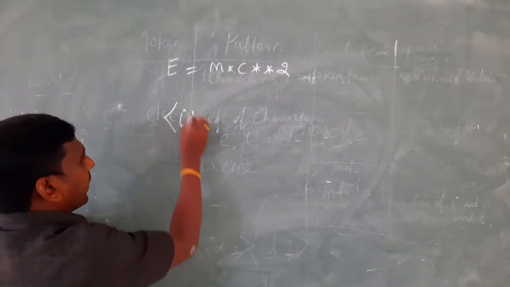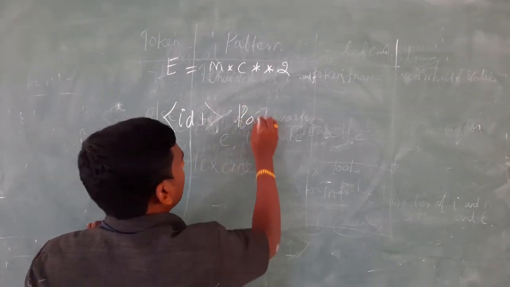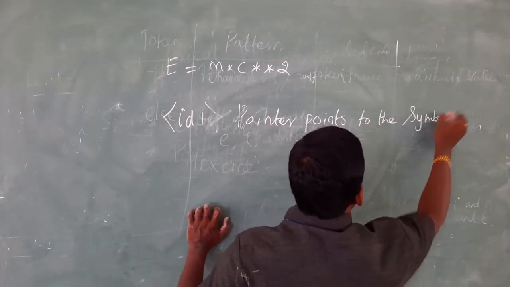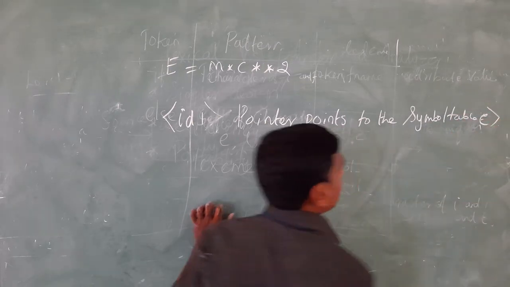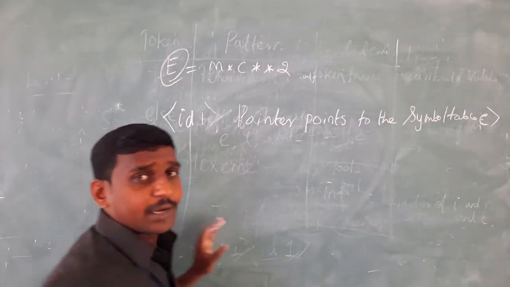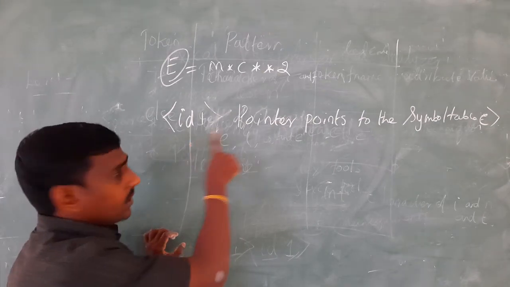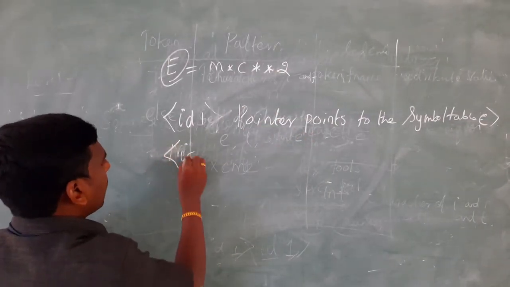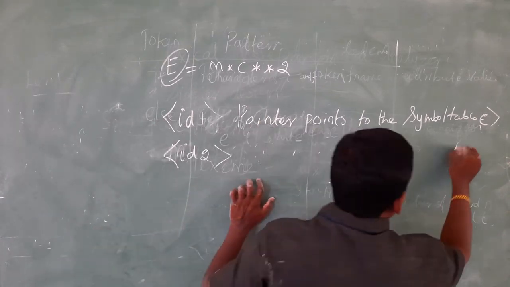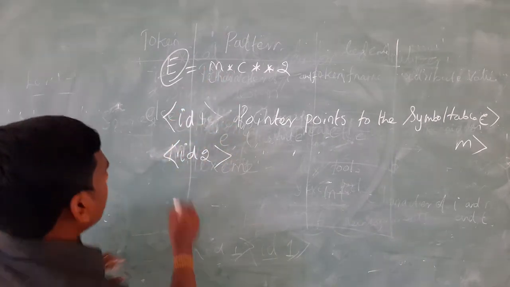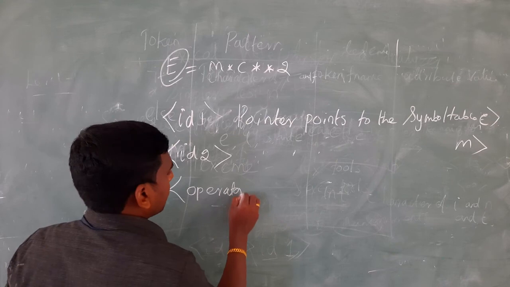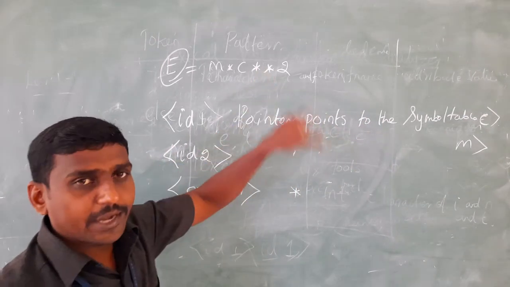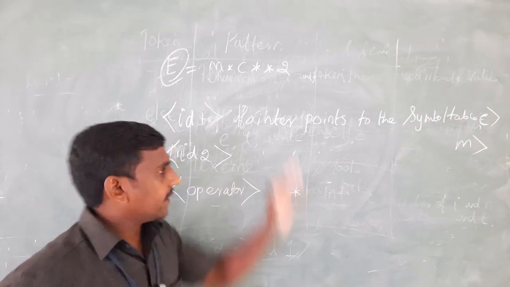So how should these values be present inside the symbol table, how are these attributes mapped into the symbol table? E is an identifier, ID1, and the pointer points to the symbol table entry E. This identifier points to E in the symbol table. Similarly, M is ID2, an identifier, and the pointer points to the symbol table entry M. And star is an operator. Similarly, C is ID3, and the pointer points to the symbol table entry C. Star is an operator. 2 is a constant number 2. This is the attribute for the token.